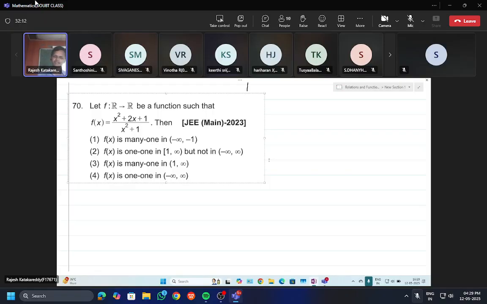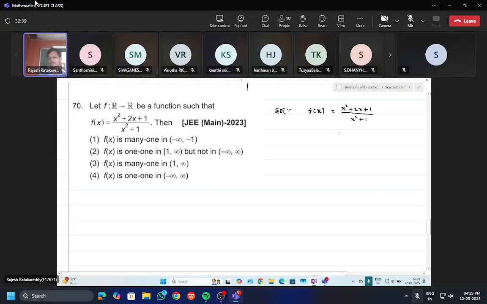See, I am going to use the calculus method here, guys. Listen, whatever doubts you have in the calculus method, everything should go after this problem. They have given that the function f of x equals x square plus 2x plus 1 divided by x square plus 1.